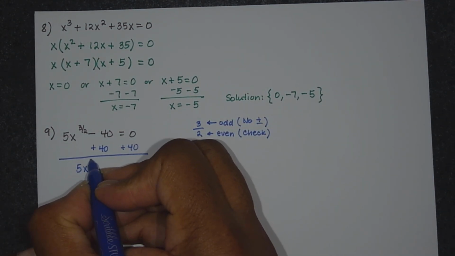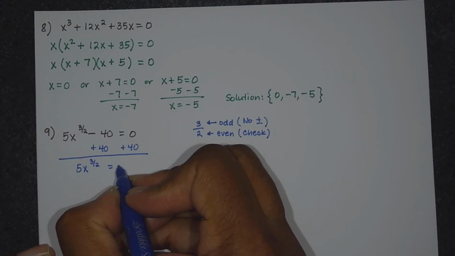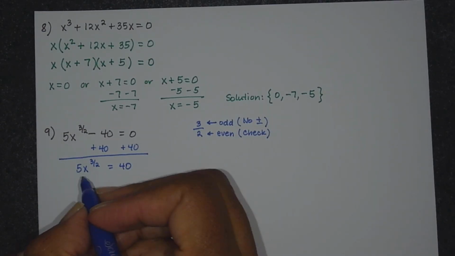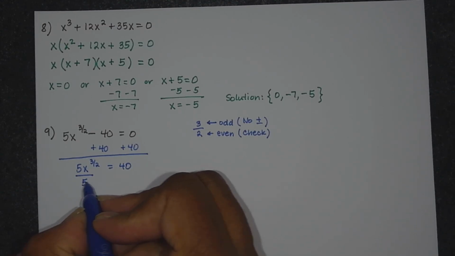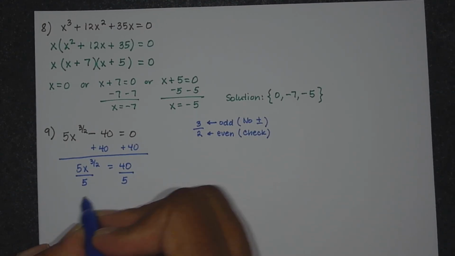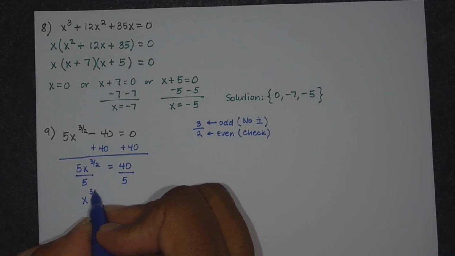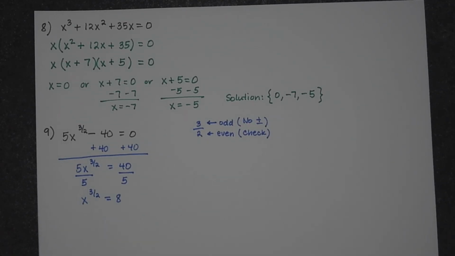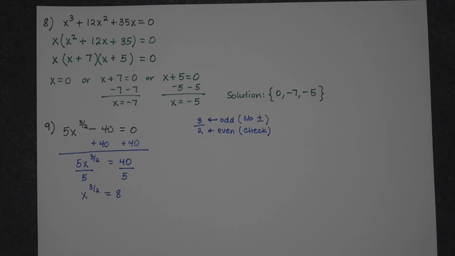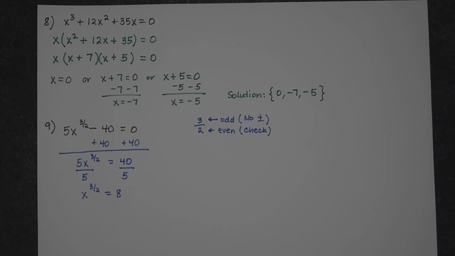So we got 5x to the 3/2, and that's equal to 40. And then to get x to the 3/2 by itself, I need to do what? Divide by 5. So it'd be x to the 3/2 is equal to 8. Now, what is the reciprocal of 3/2? 2/3.